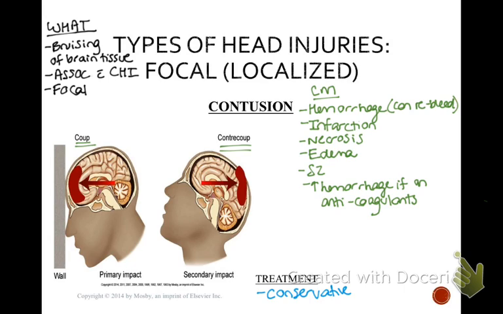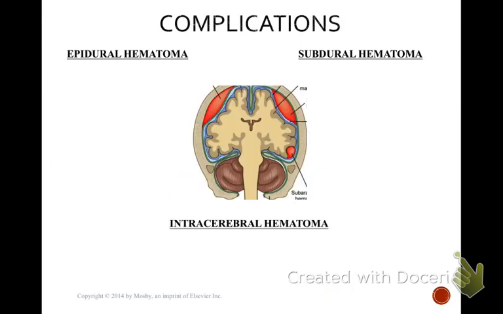So, we would treat more aggressively if we had any complications. If we have a concussion or a contusion or a skull fracture that resulted in any of these hematomas, then that's when we're going to treat more aggressively. And we have to know the difference between them. So an epidural hematoma is bleeding.